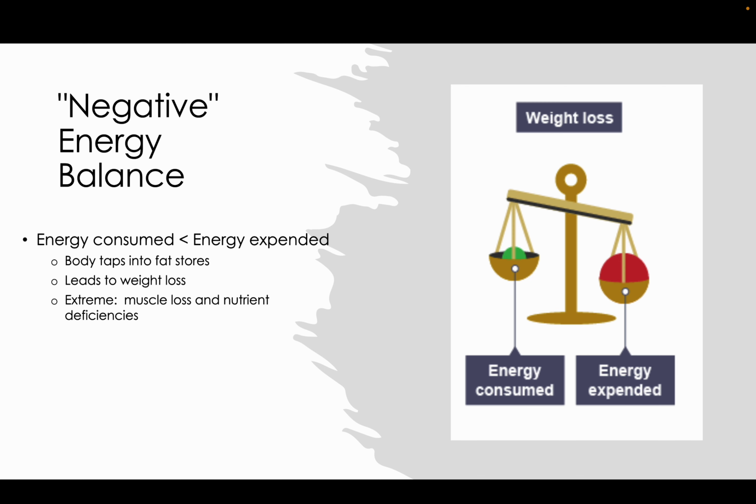Now, what happens when the scale tips in the other direction? In this case, a negative energy balance occurs where energy input is less than energy output. This means you are burning more calories than you are consuming. And when calorie expenditure exceeds calorie intake, the body taps into its fat stores to meet your energy needs.